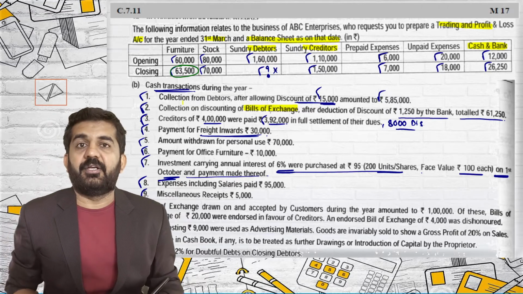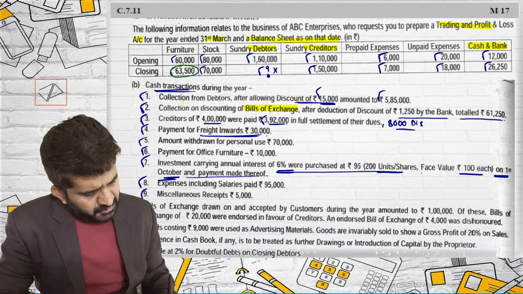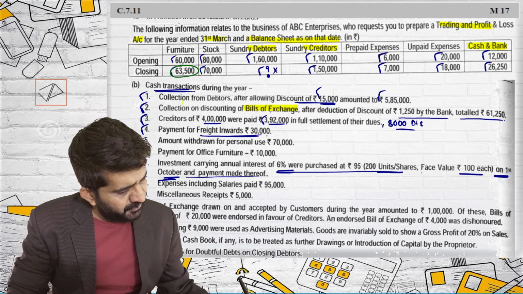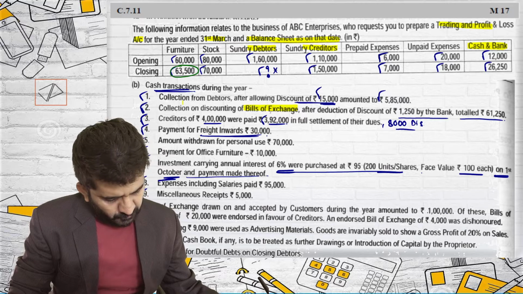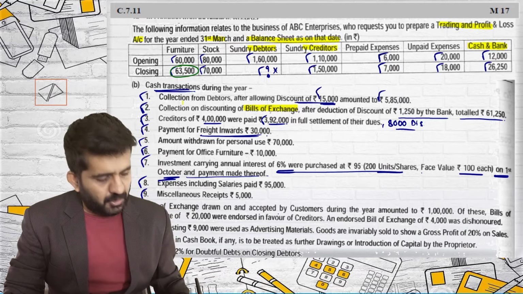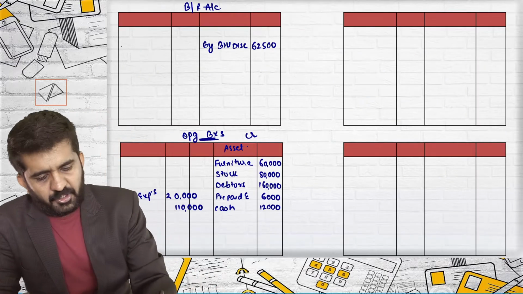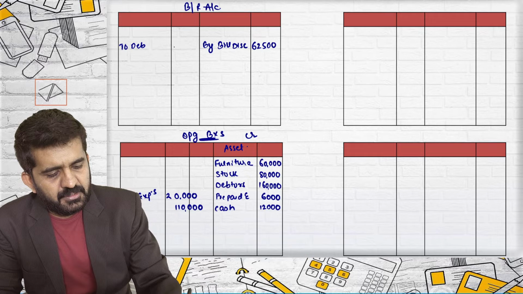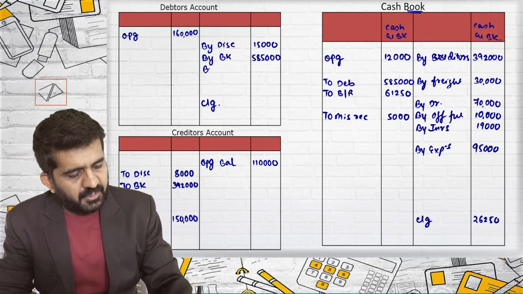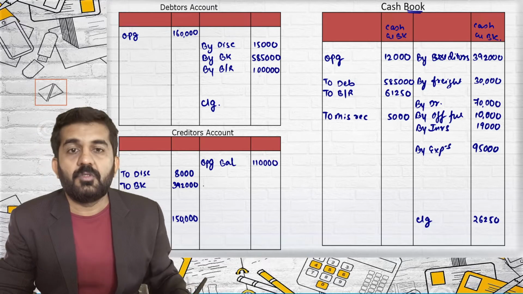We are going to this point. Again, these are not a tally sheet or account, will be passing dual effect. Bills of exchange drawn on and accepted by customer during the year amounted to rupees 1 lakh. What is the journal entry? BR account debit to debtors 1 lakh, and debtors account credit by BR is 1 lakh.